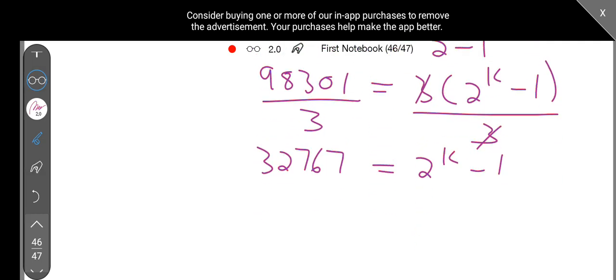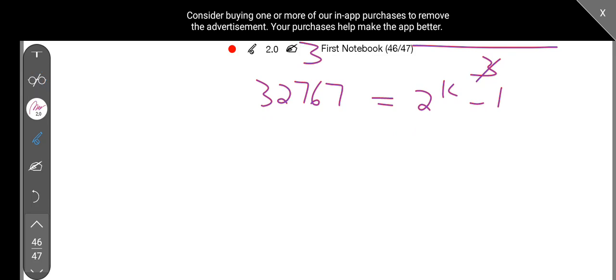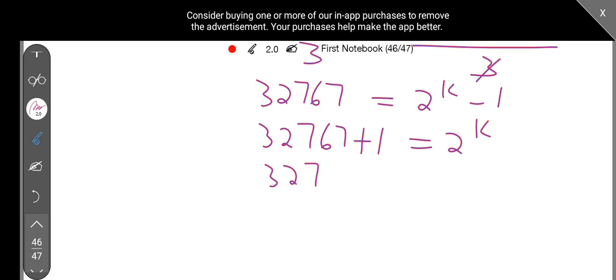So we're going to transpose the minus 1 to the left side. And we're going to have 32767 plus 1 is equal to 2 to the power of k. So we're going to add 1 here, and the answer will be 32768 is equal to 2 to the power of k.